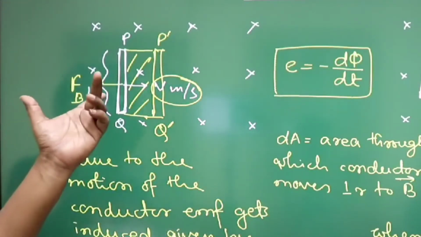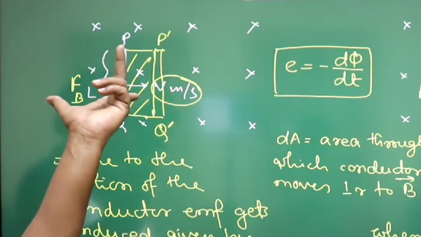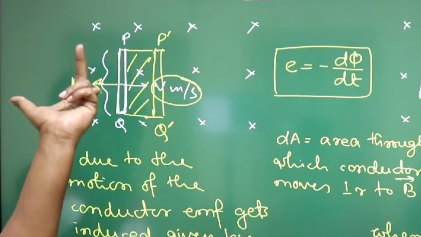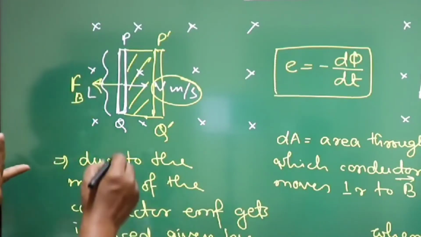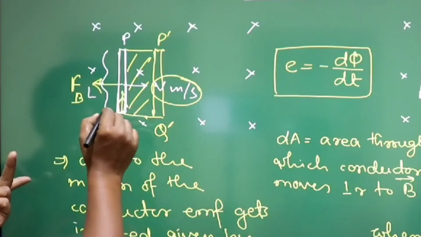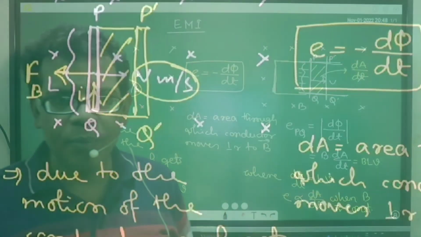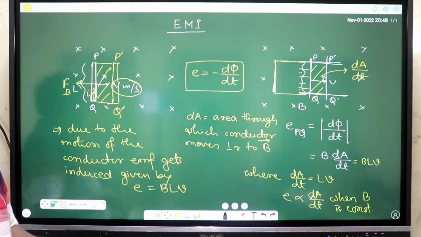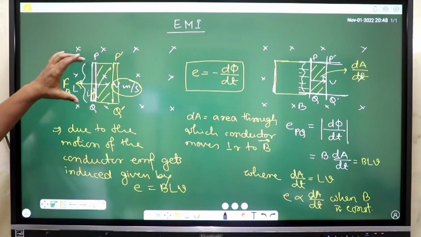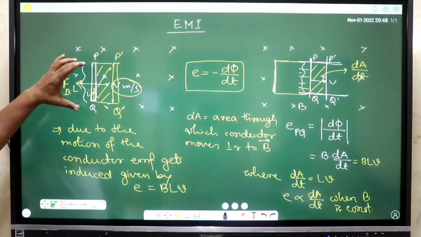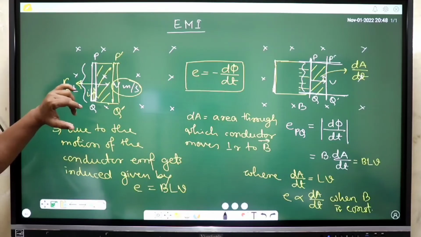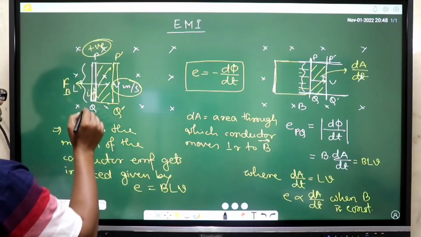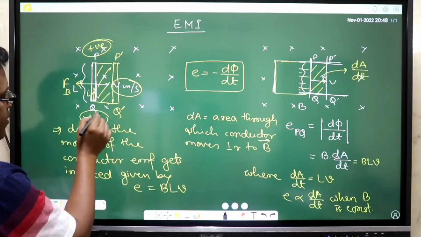So to experience this force in the leftward direction, current should flow through the conductor from the end Q to the end P. So as the potential difference EMF will be produced across the ends, this will be the higher potential end and this will be the lower potential end.